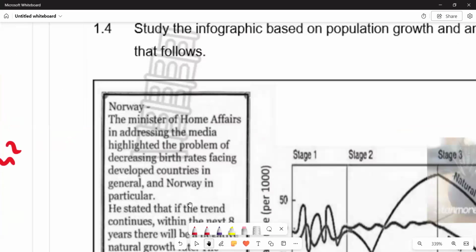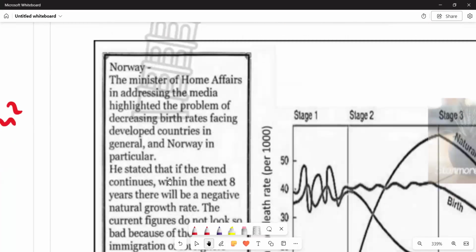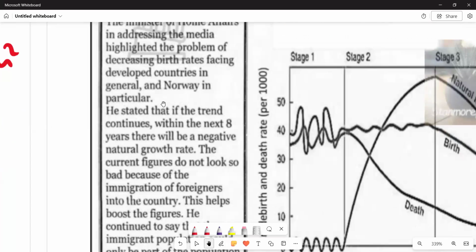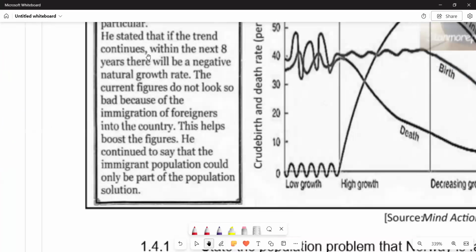We are saying Norway, the Minister of Home Affairs, in addressing the media, highlighted the problem of decreasing birth rates facing developed countries in general and Norway in particular. He stated that if the trend continues within the next 8 years, there will be a negative natural growth rate. The current figures do not look so bad because of the immigration of foreigners into the country. This helps boost the figures. He continued to say that the immigrant population should only be part of the population solution.